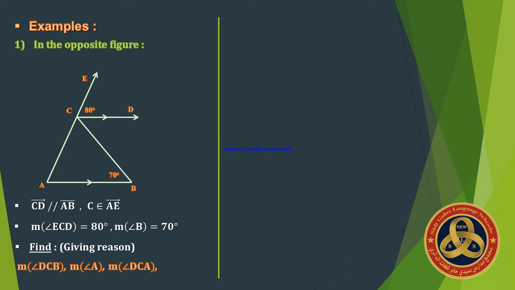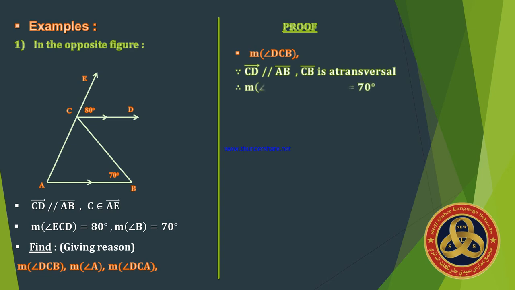Let's move, my friend, to the proof to get the first angle, DCB. Since ray CD is parallel to line segment AB and CB is a transversal, therefore the measure of angle DCB equals the measure of angle B, which equals 70 degrees, and between brackets, alternate angles. They are alternate angles.